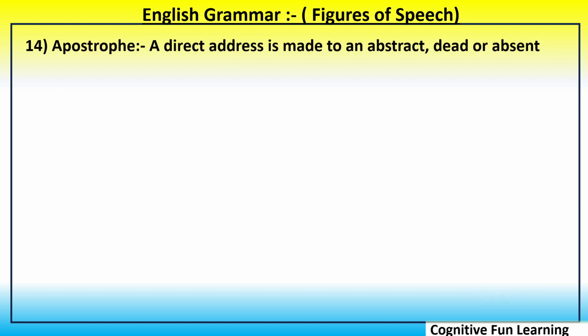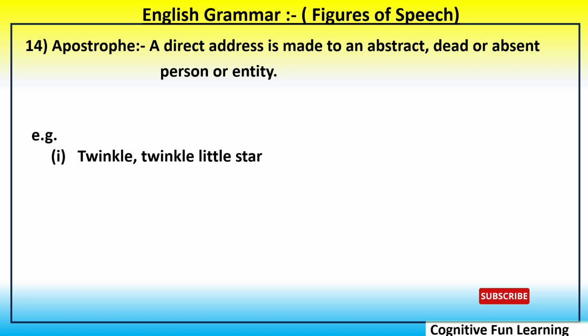Next figure of speech is apostrophe. A direct address is made to an abstract, dead or absent person or entity. For example, twinkle, twinkle, little star. Now here, stars, they are non-living objects and we are addressing them. So this is an example of apostrophe. Next one is blow winds, please blow. So this is also an example of apostrophe.